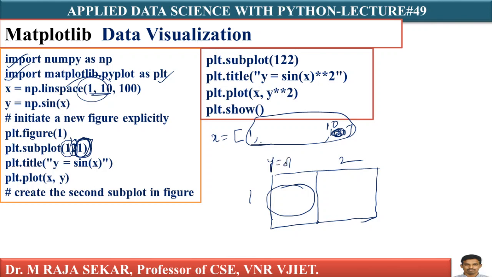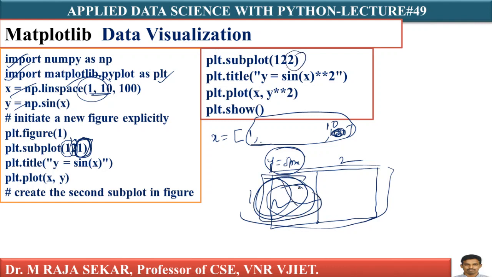In this particular figure 1, you will get the title y = sin x. Then plt.plot(x, y). You know the x values and y values, so that graph will be plotted here. Now what happens? plt.subplot(1, 2, 2). 1, 2, 2 means there is 1 row and 2 columns. Figure 1 we completed. This is figure 2, the second figure.